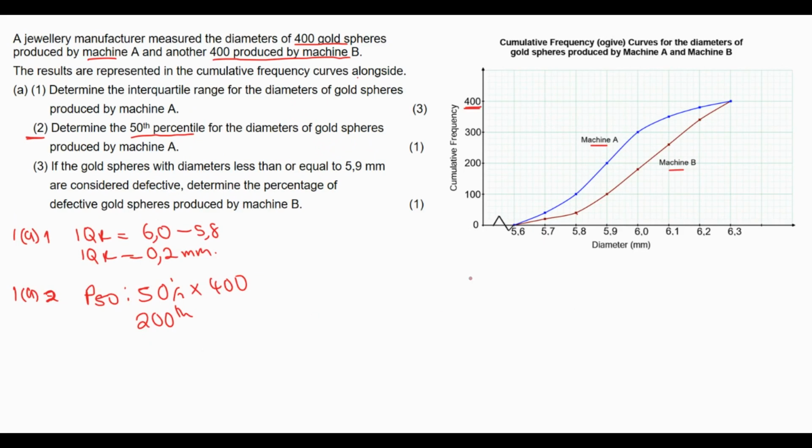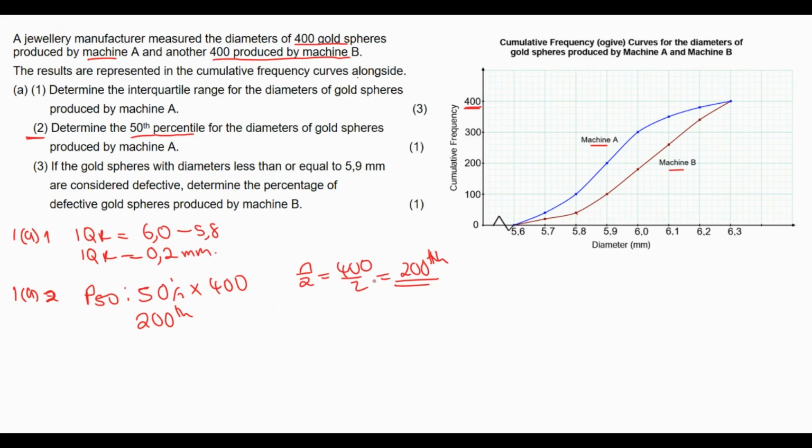The other thing we could have done is to remember that the 50th percentile is your median. Remember that the 25th percentile is the lower quartile. 50th percentile, median. 75th percentile, your upper quartile. You could have used n over 2 and say 400 divided by 2 and then get your 200. This means that the 50th percentile is in the 200th position.